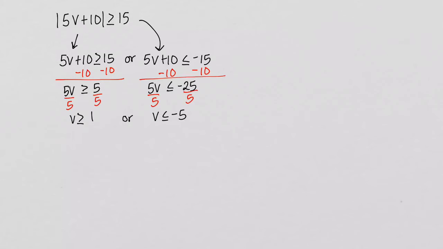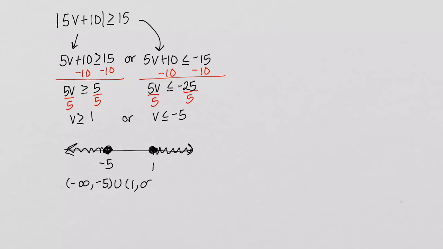Okay. So here's negative 5. Here's 1. Scribble out those tails. So negative infinity to negative 5, union 1 to infinity. I know it feels like a lot, but once you get the hang of it, it's not that bad.